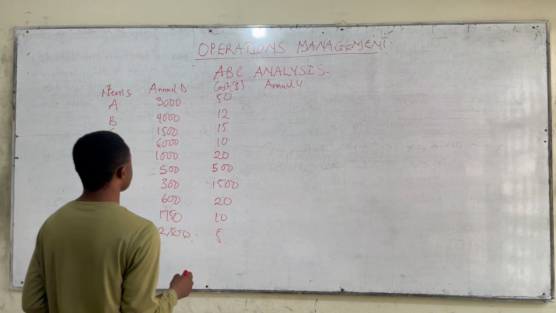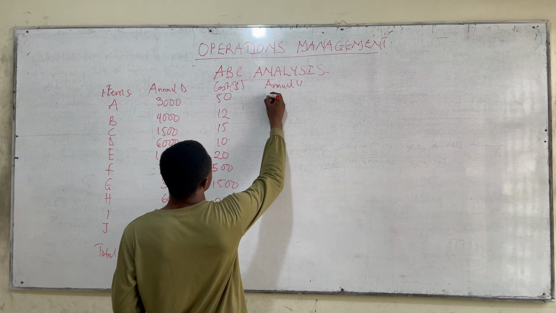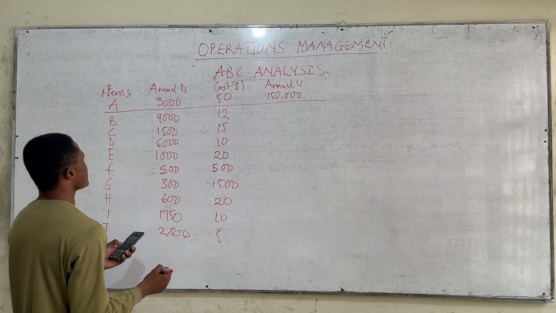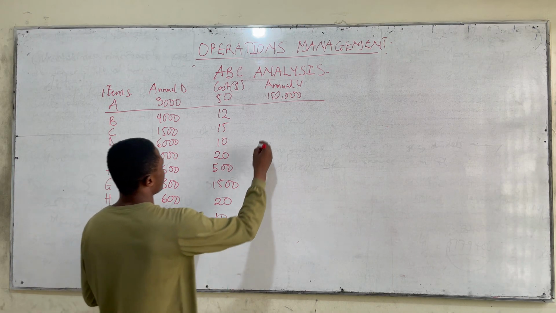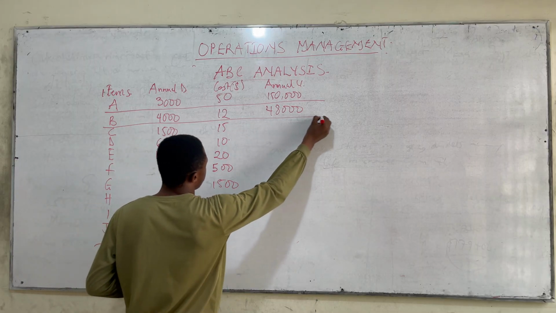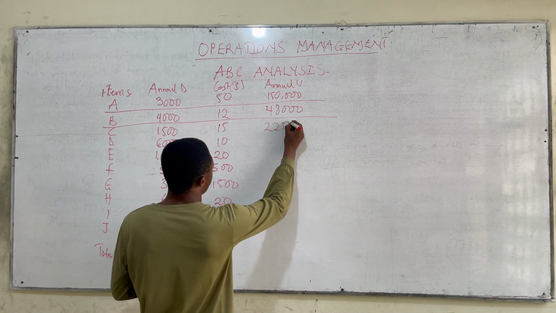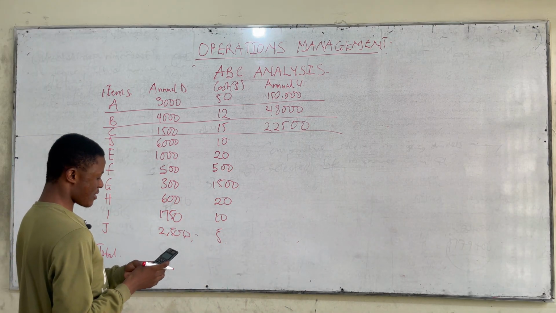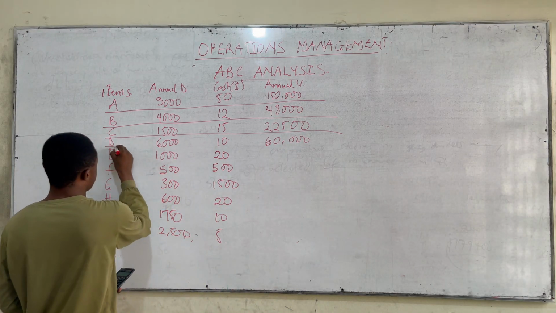Are we good? So if you multiply 3,000 by 50, you are getting a figure of 150,000. The same for item B. So you have to multiply all this together. So we're getting 4,000 multiplied by 12, 48,000. And 1,500 multiplied by 15, 22,500. And also the next one is 6,000 by 10, and you're getting 60,000.